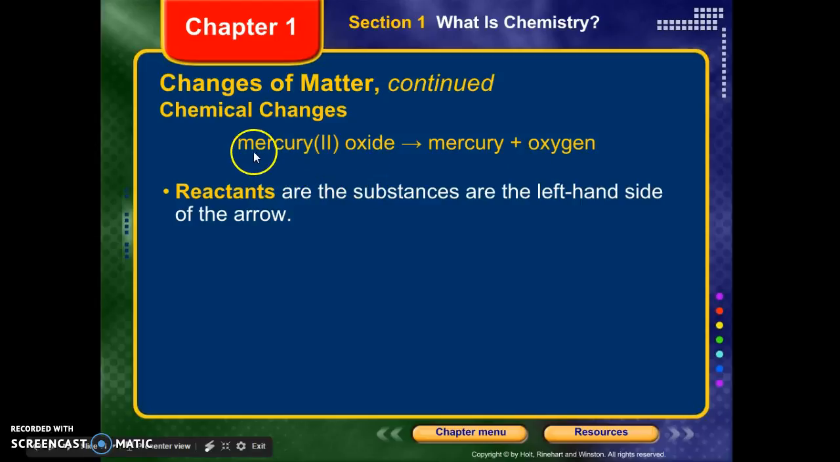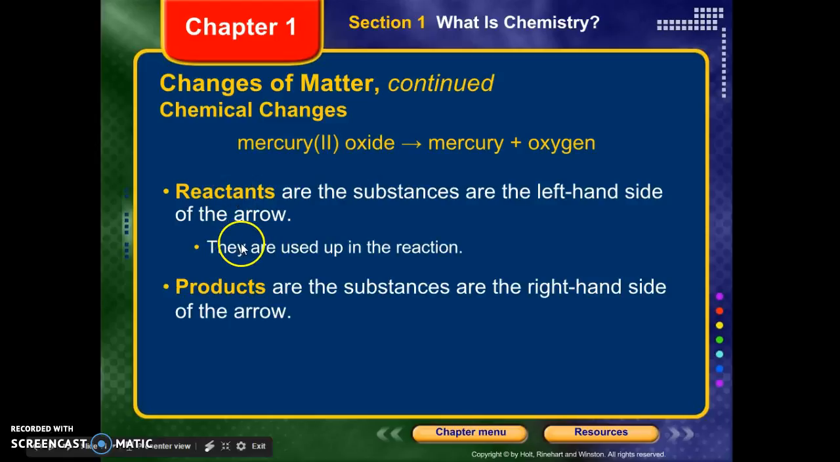As we look at this equation, the mercury oxide on the left-hand side is a reactant, and they are used up in a reaction. The products are the items that are on the right side of the equation. In this case, it would be the liquid mercury and the oxygen gas. They're what's made up in a reaction. If you think of cooking, these are our ingredients, and these are end products. If this is a cake, this is going to be the flour, the water, the eggs, etc. And this is going to be our cake.